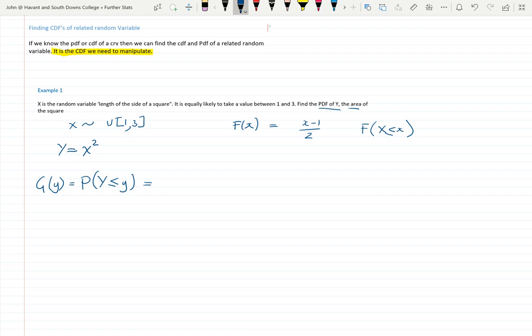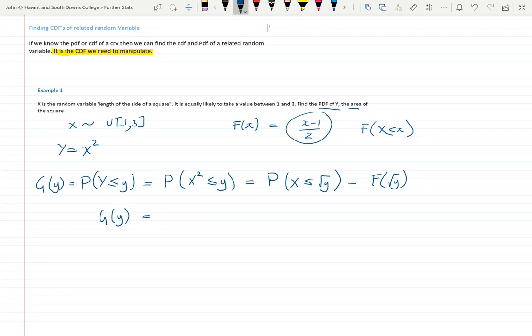Now this is where we get to relate it. We have the probability that Y is less than or equal to y. So that's X squared, because we know that Y equals X squared, is less than or equal to y, which gives us the probability. Now we can take square roots on both sides. Lo and behold, we're now close to our original CDF of interest, except we've now got the square root of little y in the function. So that's going to be equal to F of the square root of y. Therefore we can say that G of y is equal to F of the square root of y, which is the square root of y put into here.